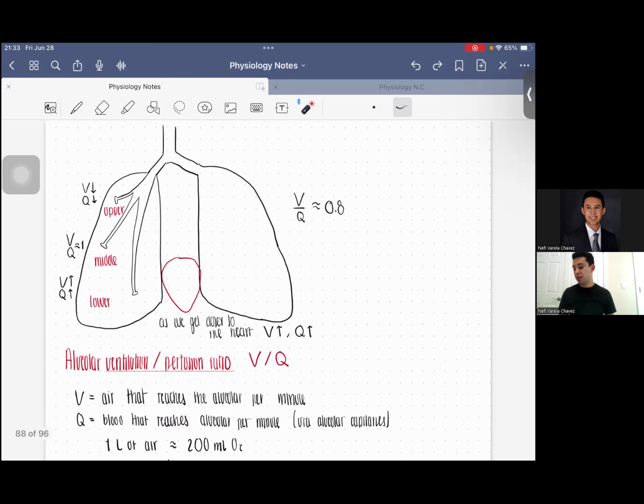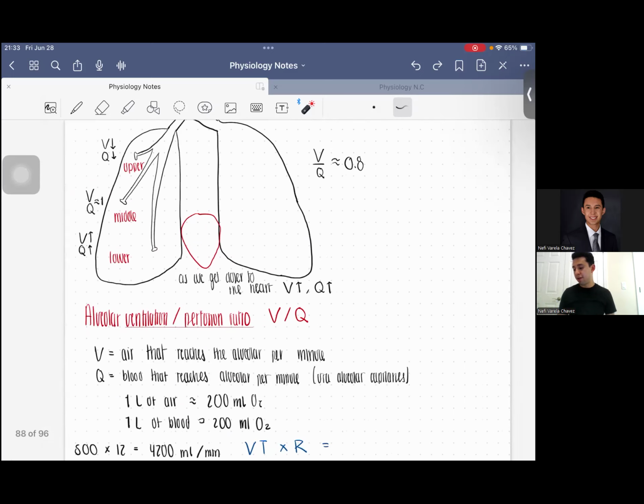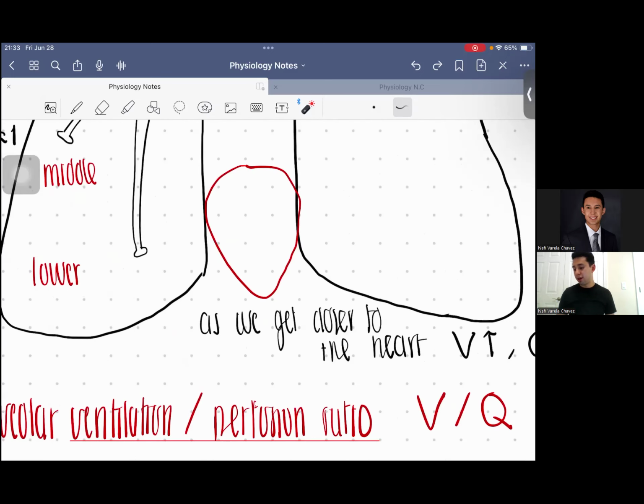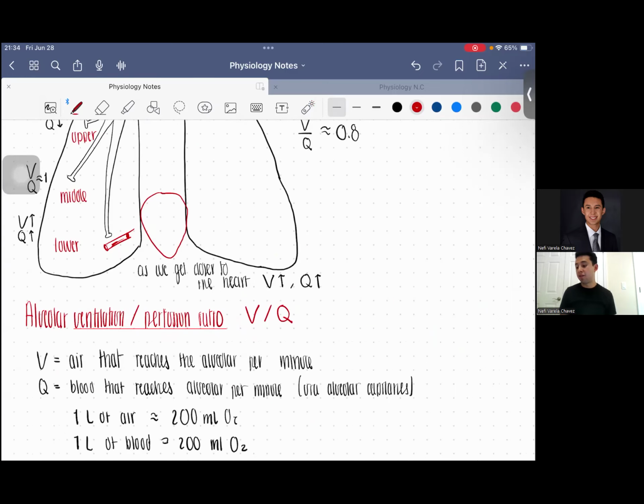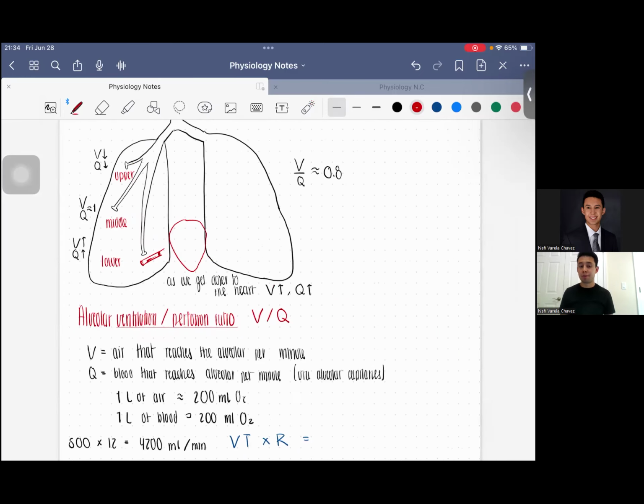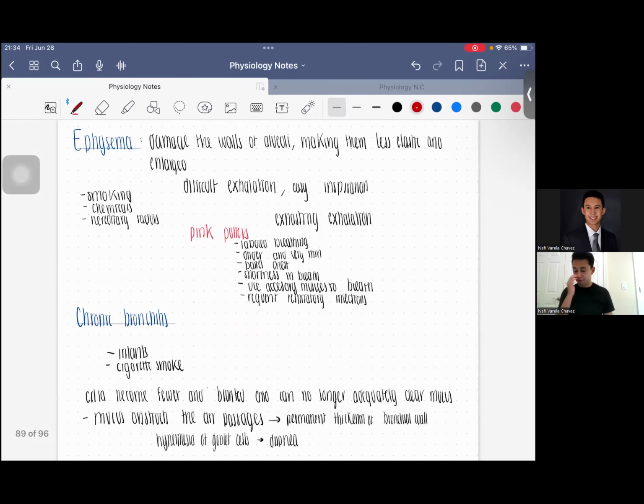So how is this going to work? Imagine that we have here the alveoli, and here I have a capillary, and by blocking the capillary, we're going to have less blood participating in this gas exchange. And this is what is happening in the alveolar ventilation perfusion ratio.